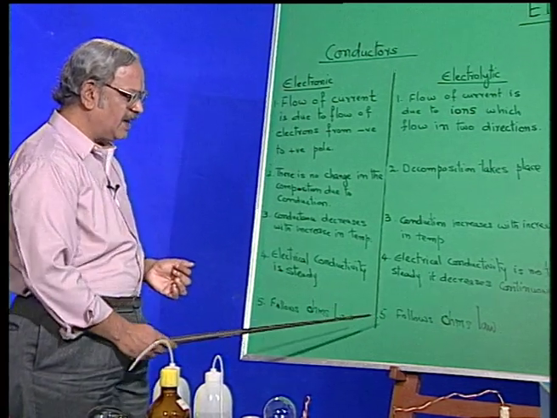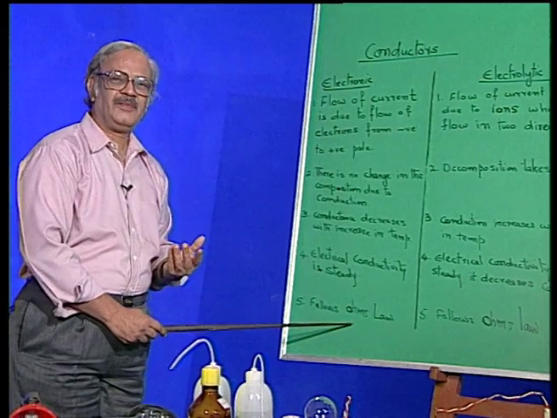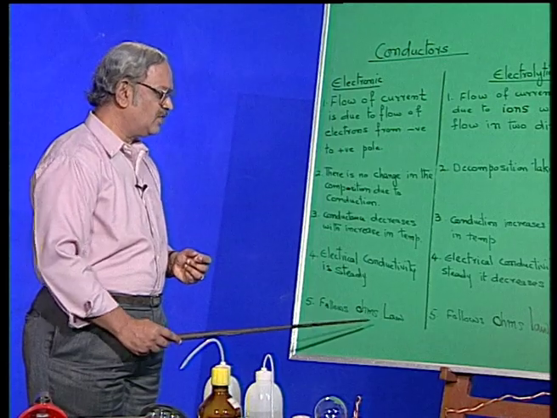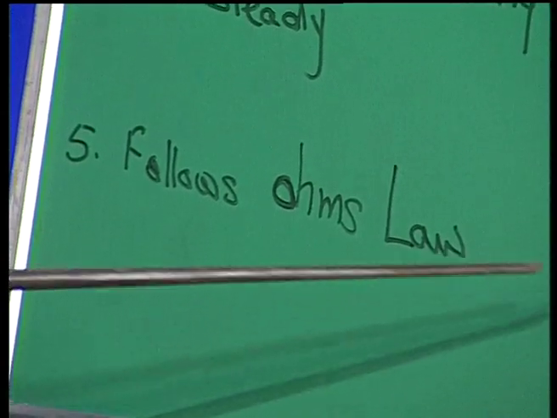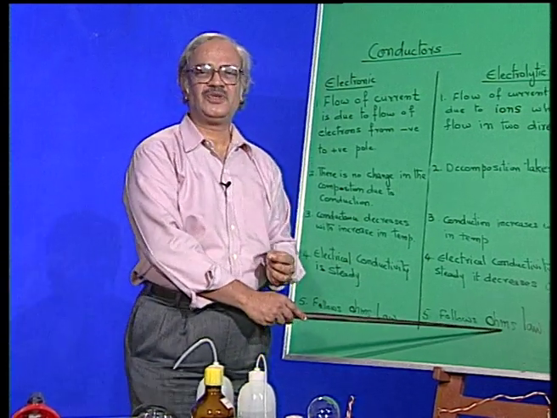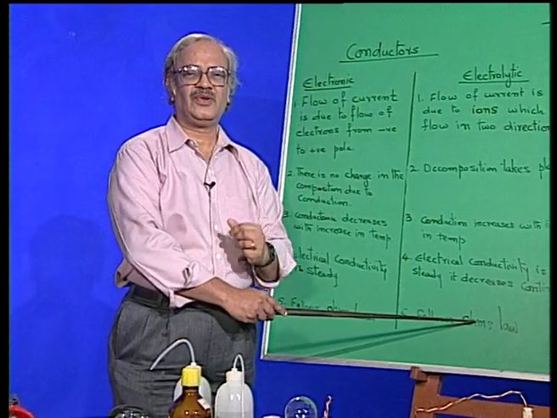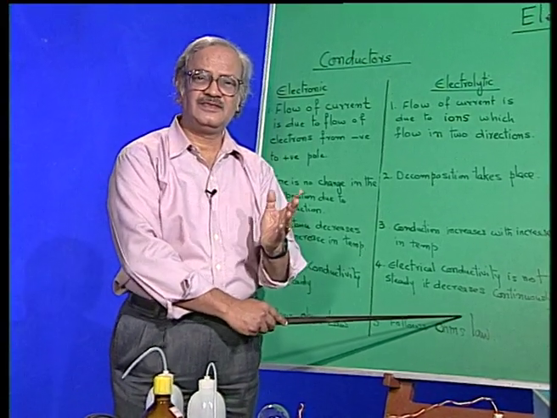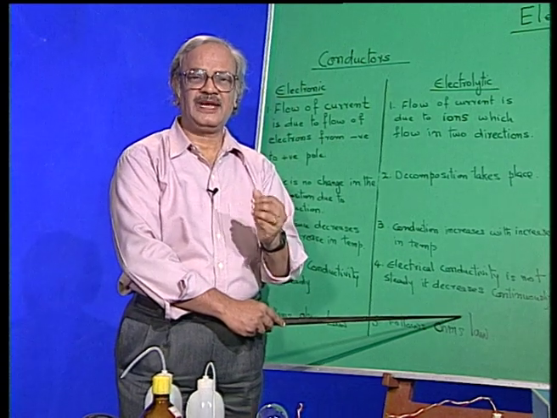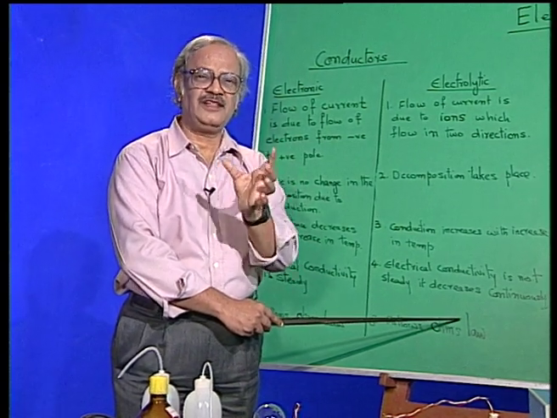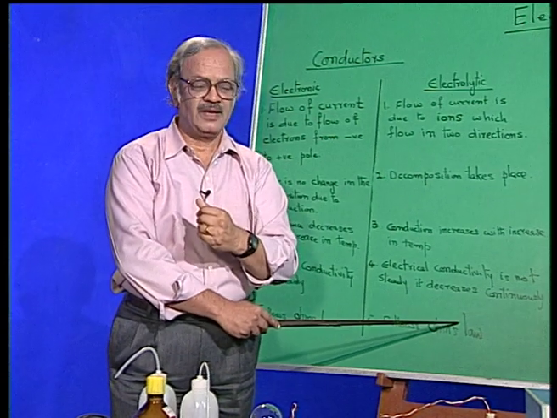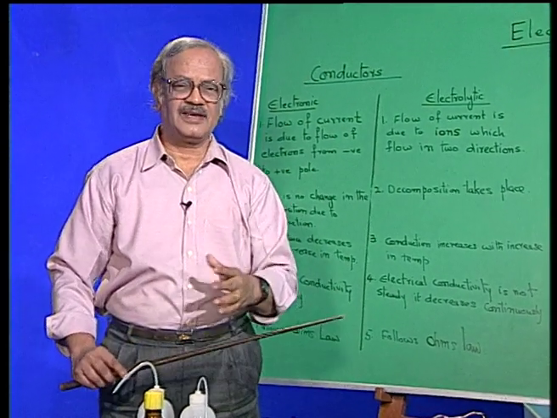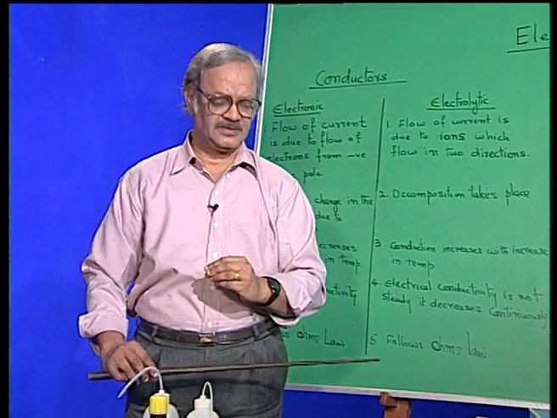One very advantageous observation is that electronic conductors follow Ohm's law and electrolytic conductors also follow Ohm's law. Because they follow Ohm's law, which has to do with the relationship of resistance with the potential and current, and resistance with the length of the conductor and the area of cross section, we have a method of determining the electrical resistance or electrical conductance.